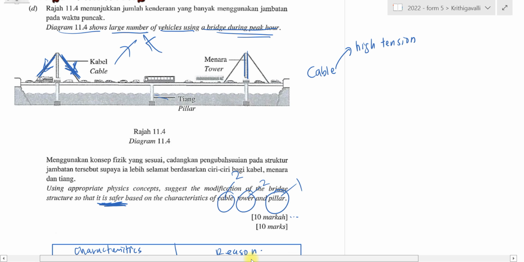Okay, so high tension. Why do we need to use high tension cable? Because we want to produce a bigger force, or so it is not easily snapping off. Okay, not easily break.